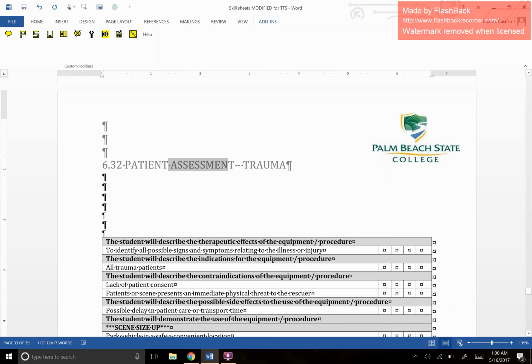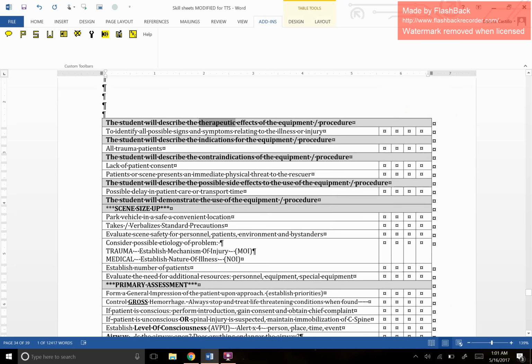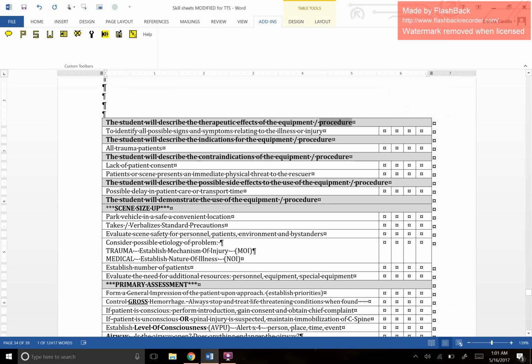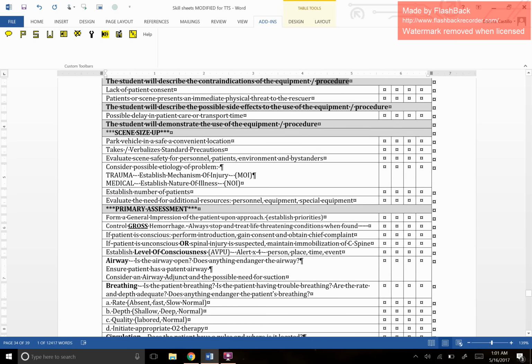6.32 Patient assessment, trauma. The student will describe the therapeutic effects of the equipment/procedure: to identify all possible signs and symptoms relating to the illness or injury. The student will describe the indications for the equipment/procedure: all trauma patients. The student will describe the contraindications of the equipment/procedure.